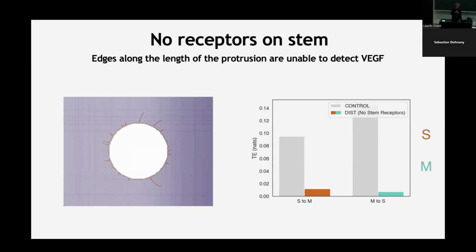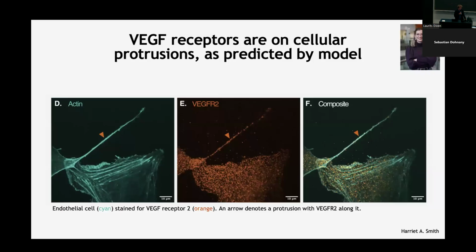And finally, I want to show you one more case where we've removed the receptors on the side of the filopodia. The mechanism still works because in our model, it's only the receptors at the top, at the tip of the filopodium, which determine the movement. But because it doesn't have the receptors alongside the filopodium, it cannot really detect the gradient, and the coupling is destroyed. Based on this prediction, we then realized that actually in biology, it hasn't really been shown whether these protrusions have the receptors on them.